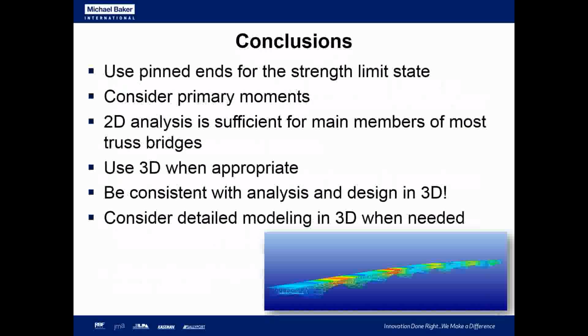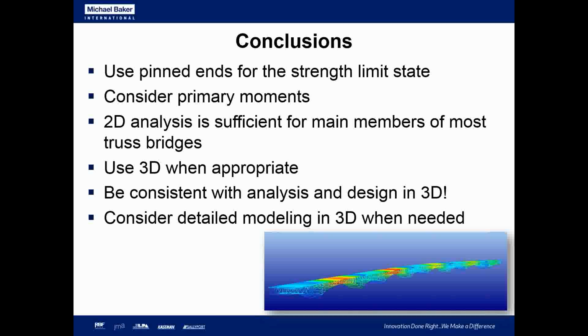Just wanted to show everyone an example of where detailed 3D modeling of truss bridges can be used to get some results that would be, I think, pretty difficult to come up with otherwise. But this does bring us to the conclusion of the talk, and just to go over some of the points I talked about. In the vast majority of cases, using pin truss ends for the strength limit state is the way to go, and we saw why that is.